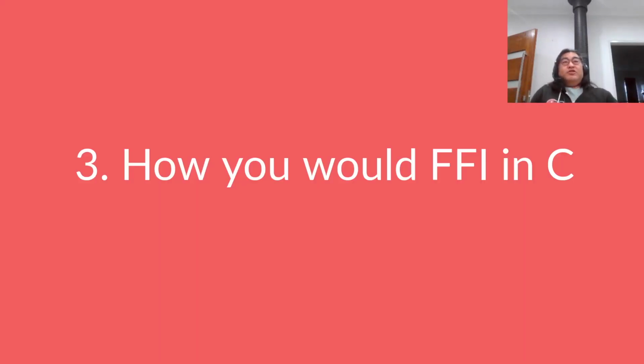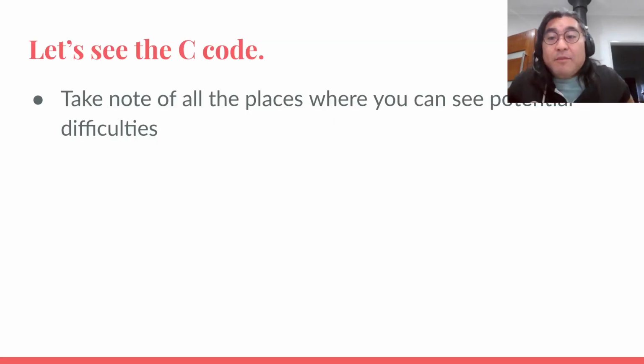So how would you do FFI in the BEAM with C? I'm going to show you some C code, and then we're also going to show you the integration code that's used to integrate this C into your module. What I want you to do when you're looking at the C code is to take note of all of the places where you can see potential difficulties. I've tried to create as accurate as possible an implementation of the following very, very basic function. Let's take a quick look.